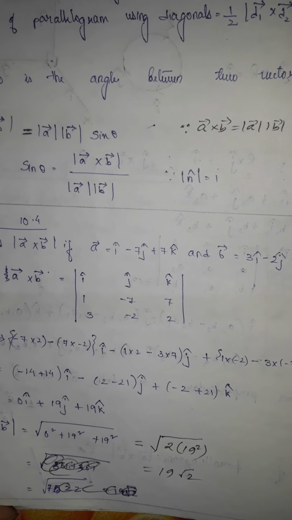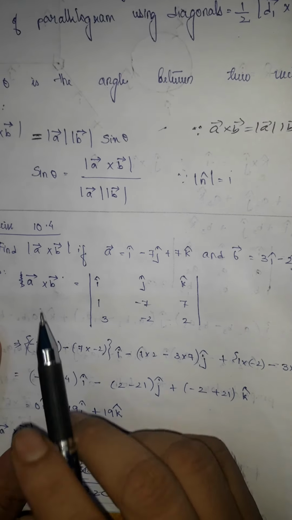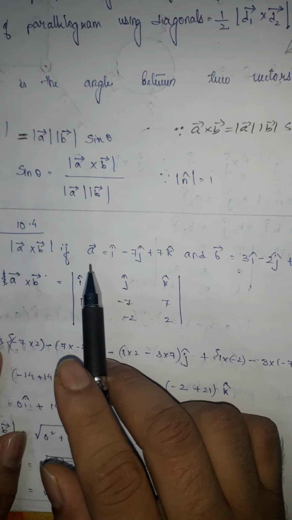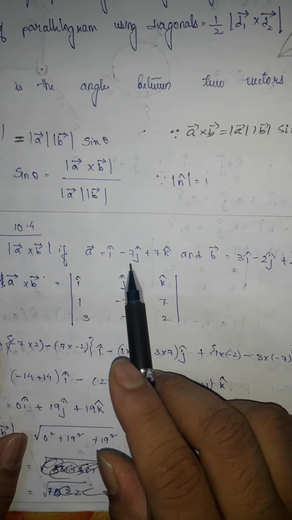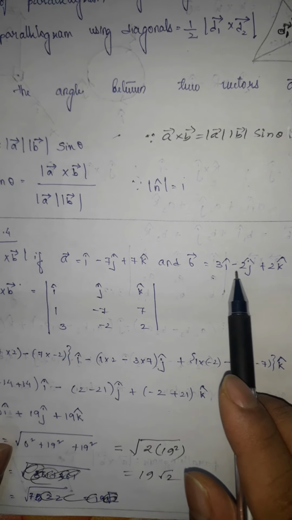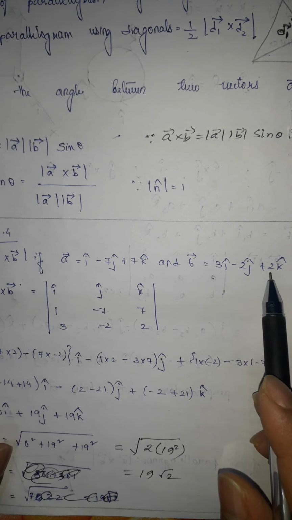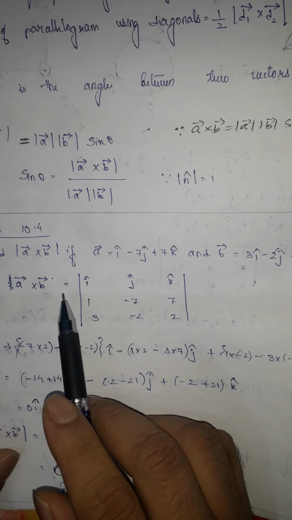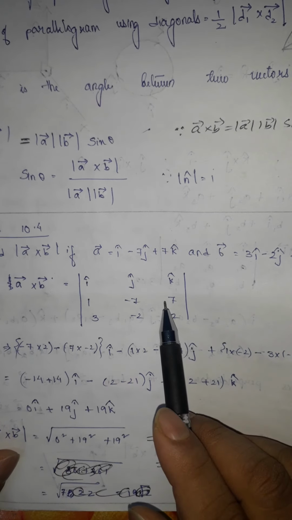Question number 1. Find the magnitude of A cross B if vector A equals i minus 7j plus 7k and vector B equals 3i minus 2j plus 2k. First, you find A cross B. A cross B equals, use the determinant.